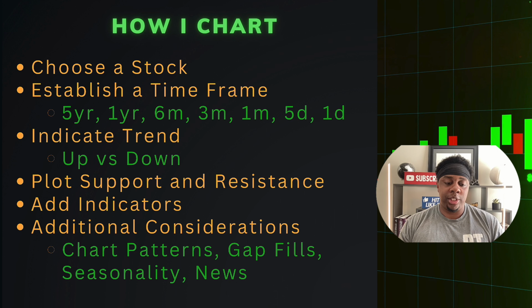Some additional considerations I make when charting: I will occasionally look at chart patterns, but I definitely like looking at gap fills. There are occasions where news events or earnings reports come out, and when you look at the chart, you'll see it move to a certain price, and then there's a huge gap, then another price starts, and it starts moving from that point. And a lot of times, gaps are usually filled.